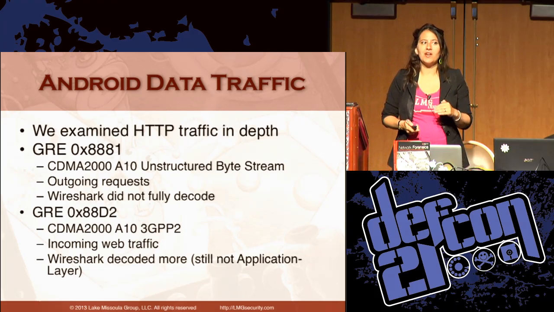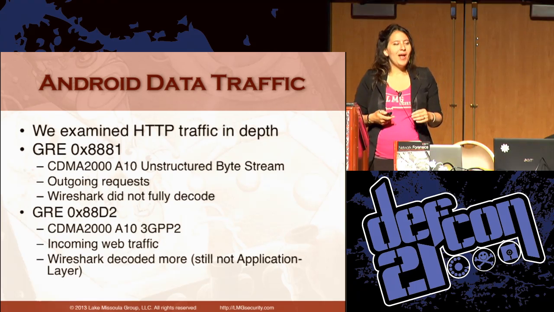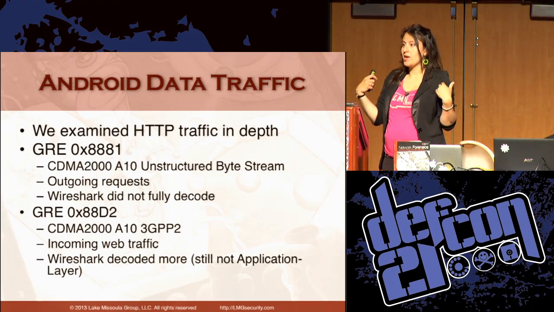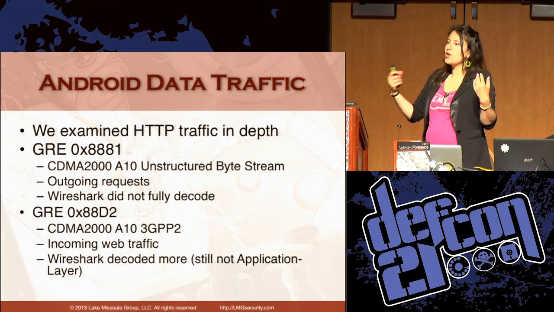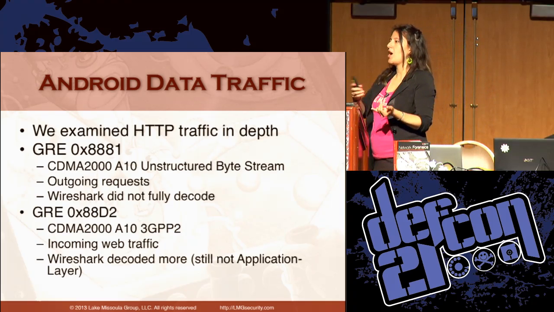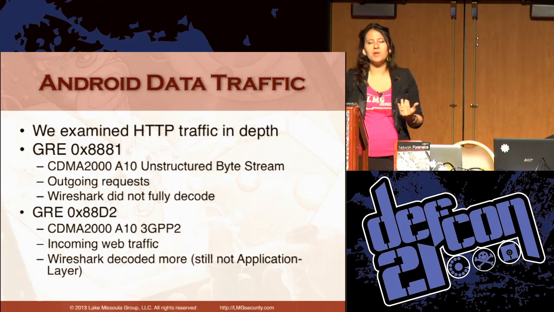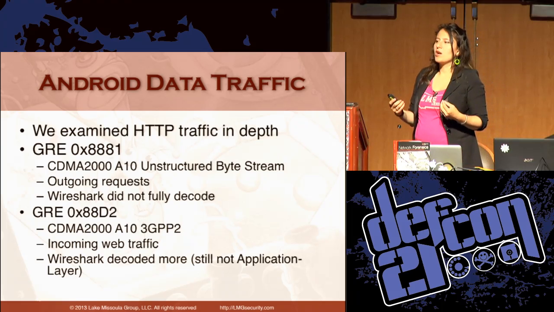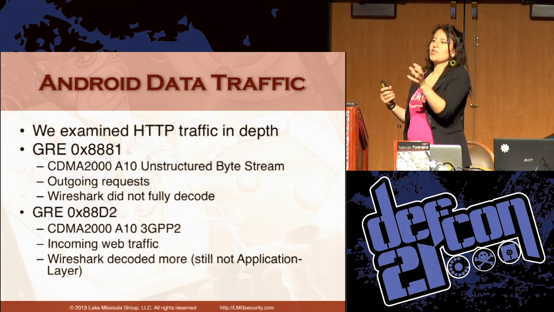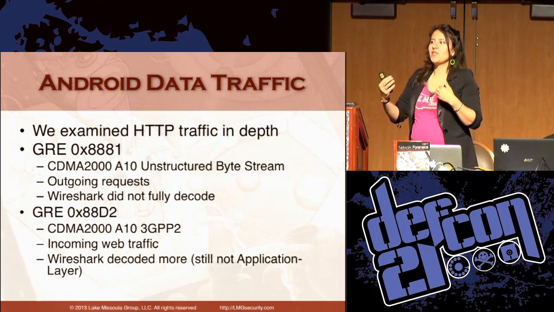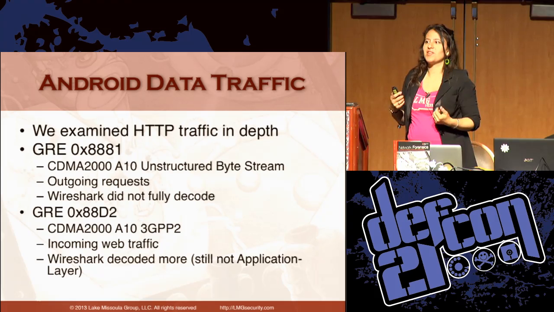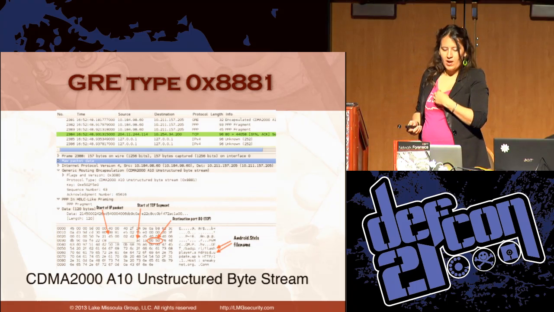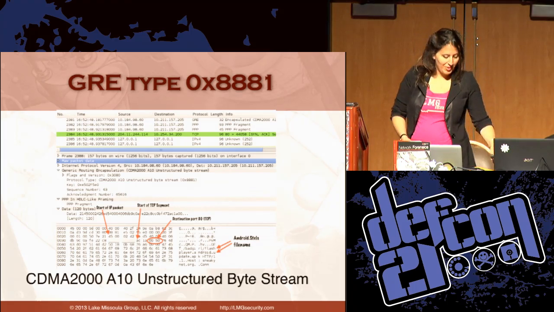Wireshark didn't dissect this at a very high layer. However, there were also GRE 88D2 packets which were used for incoming HTTP requests. And Wireshark did decode more. It could get all the way up to TCP, so it got IP and then TCP. It still didn't get the HTTP in most cases. But what that meant was that when we looked at this first in Wireshark, we saw incoming TCP segments, and there was no matching outgoing TCP segment until we started dissecting it with our eyeballs. So that was a bit of a pain. I think I have to step down to actually be able to point at things.